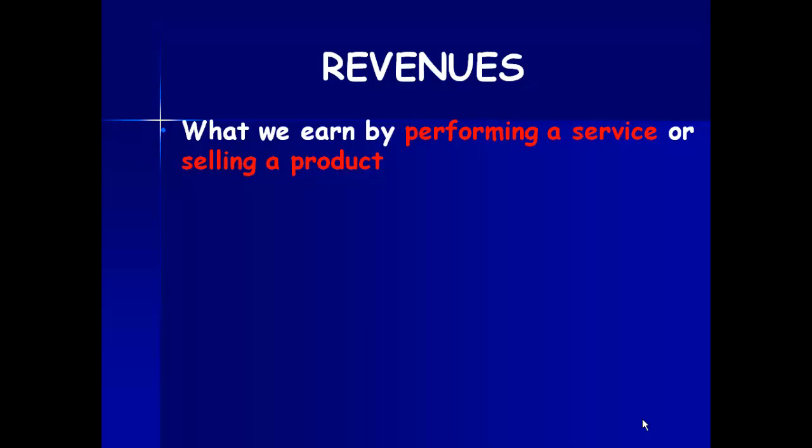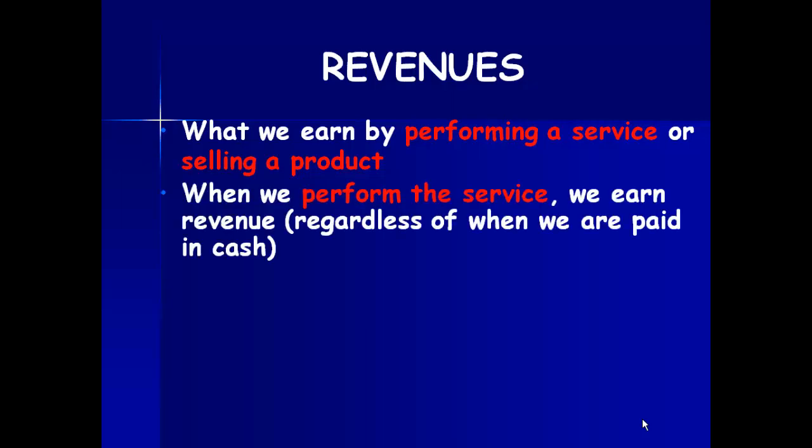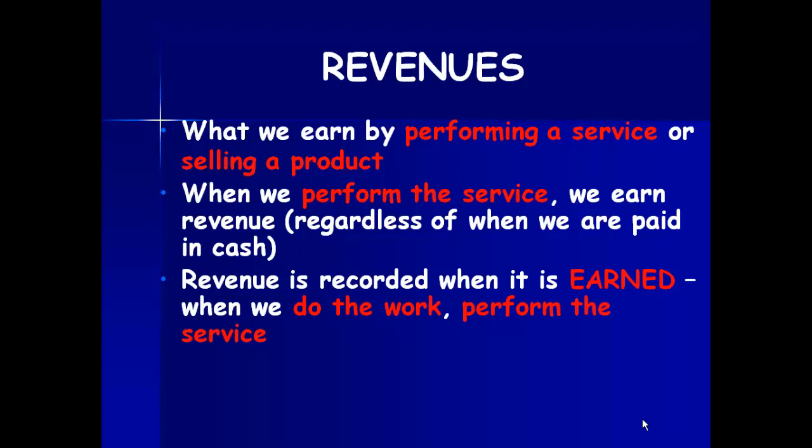All right, so I have to do something. I have to perform a service in order to earn revenue. Or sell a product, but we're not going to do that till chapter 5. When we do the work, we earn the revenue. At that moment, when I perform the service, we earn the revenue. Sometimes I get paid in cash right away, but not always. It doesn't matter whether or not I get paid. When I do the work, I've earned the revenue. Revenue is recorded when it is earned.